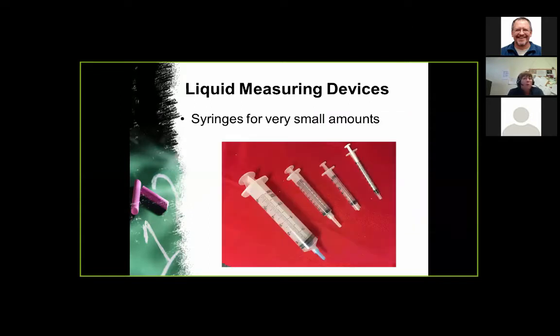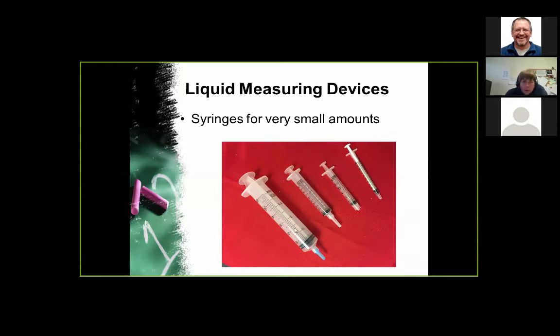But for really small amounts, you should consider using syringes. Medical syringes and veterinary syringes are available for purchase in all kinds of different sizes. Of course, you can't purchase the needles along with them, but without the needles, you can certainly purchase them without any kind of license. These are really handy tools to have for measuring small amounts of liquids.